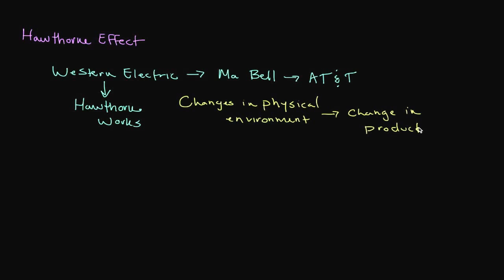The researchers hypothesized, among other things, that increasing the frequency of meal periods would increase productivity, while decreasing lighting levels would decrease productivity. To the amazement of the researchers, these changes and many others resulted in increased worker productivity. So why did this happen?